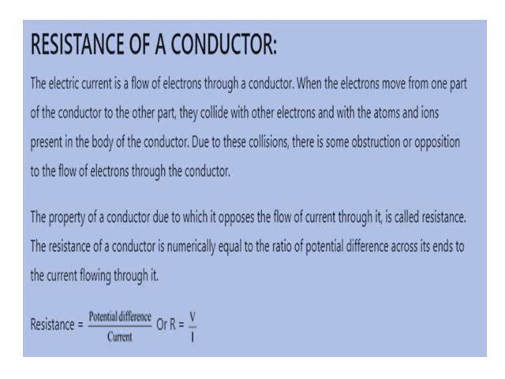The resistance of a conductor is numerically equal to the ratio of potential difference across its ends to the current flowing through it. Therefore, it has a formula: resistance is equal to potential difference divided by current, or R is equal to V by I. Here we represent resistance by R, potential difference by V, and current by I.